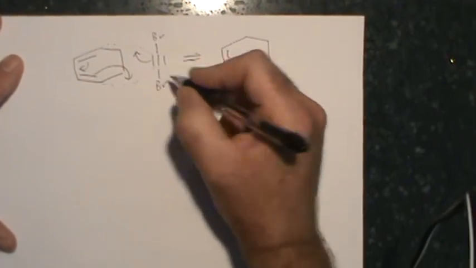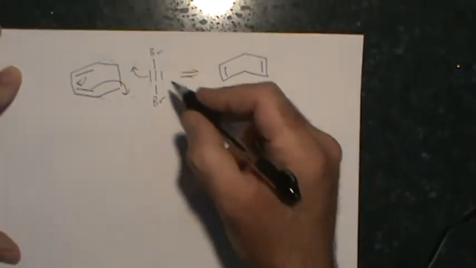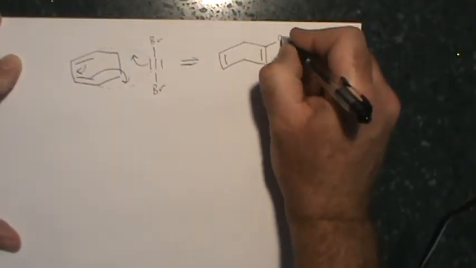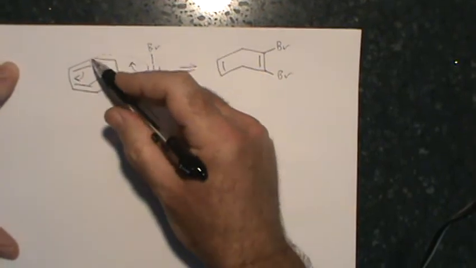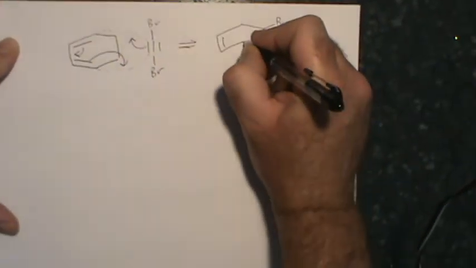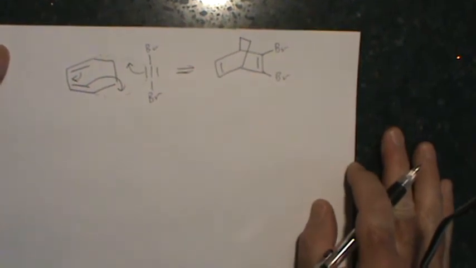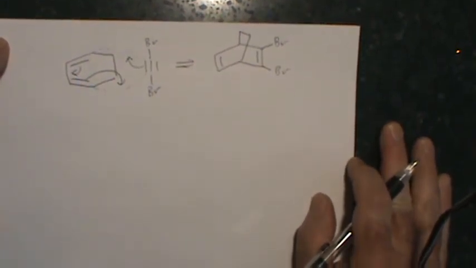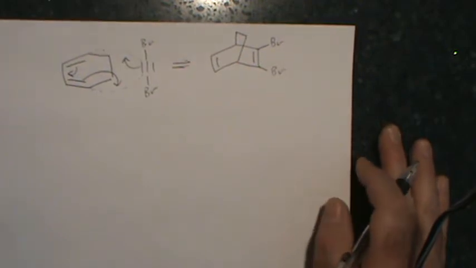I started with an alkyne, so I'm going to have a pi bond left over. These bromines are still on board. There they are. And what about these 2 carbons? Well, now this bridge is a 2-carbon bridge up there, and it would look like this. So there would be my bridged bicyclic produced in this particular reaction.